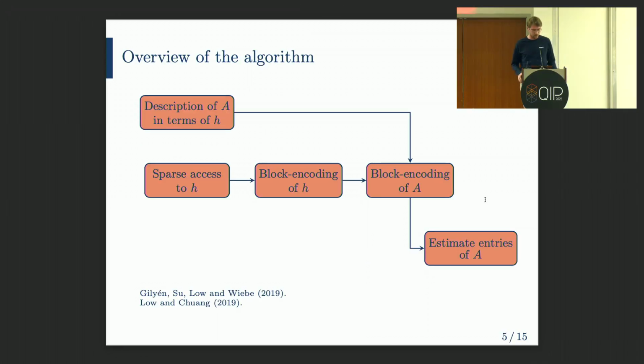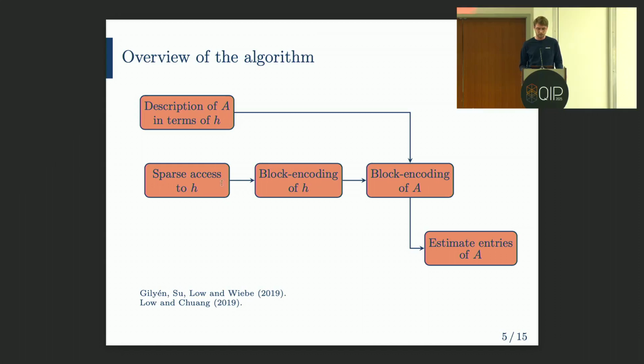Okay, so let me get to the overview of the algorithm. Let me start at the end here. So our goal is to estimate an entry of A, which could be the thermal correlation matrix or the Green's function or whatever. And in order to estimate these entries, we will block encode A. And in order to block encode A, there's two components that we need. The first one is a block encoding of small h, this sparse single body Hamiltonian if you want. And in order to realize that block encoding, we simply have to realize sparse access to h, and then we can use existing techniques to realize the block encoding of small h. And the second component that we will need is a description of A in terms of h. And this will come in the form of these polynomial approximations that I mentioned.